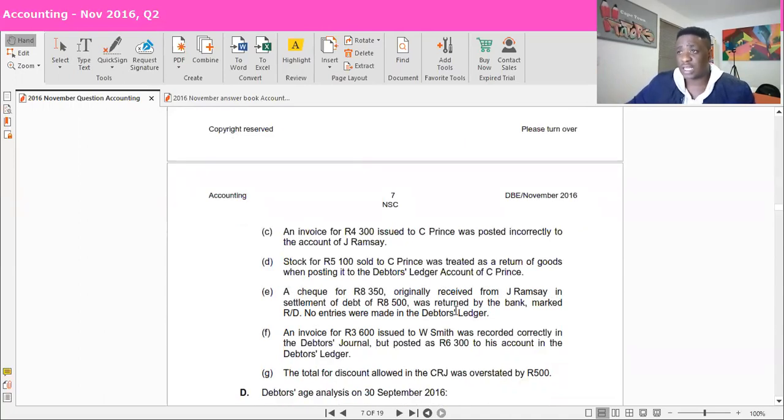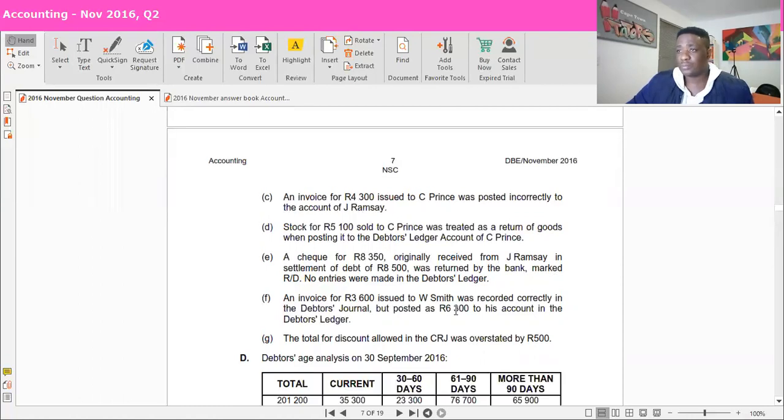And then information E, they say a cheque of 8,350 originally received from J. Ramsey in settlement of a debt of 8,500 was returned by the bank, marked returned to drawer, and no entries were made. Even in this case, it has to do with the specific data, and it doesn't really affect the total for the debtors control account. Then moving on, an invoice for 3,600 was issued to W. Smith and was recorded correctly in the debtors journal. So that's good. If it's recorded correctly in the debtors journal, it should be correct in the debtors control account in the ledger, but it was posted as 6,000 to his account. So the error is made only on his account, but in the total scheme of things, it was recorded correctly.